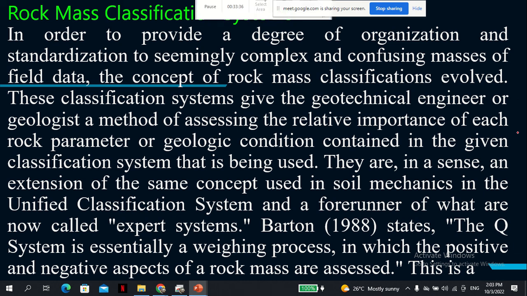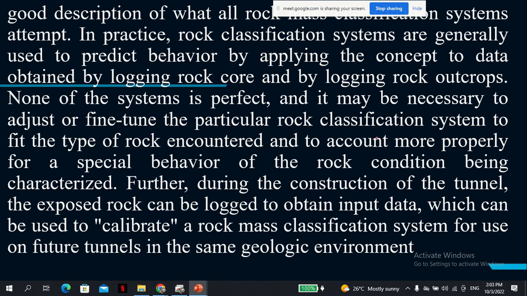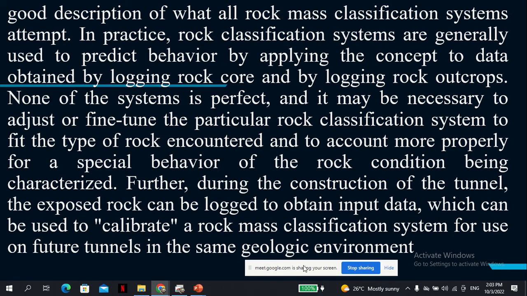Barton states that the Q system, one of these systems, is essentially a weighing process in which positive and negative aspects of rock are assessed. This is a good description of all rock mass classification systems.